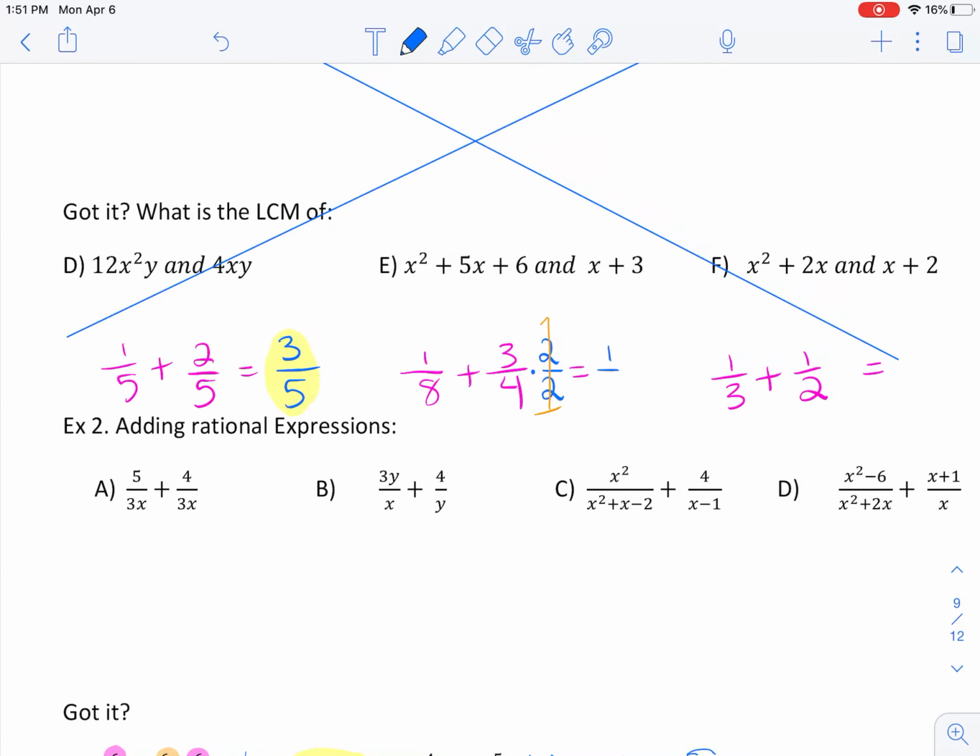What this does is it becomes 1/8 plus, now multiplying across, 3 times 2 is 6, 4 times 2 is 8. So we can think of this original problem, 1/8 plus 3/4, as the new problem, 1/8 plus 6/8. Now I have the common denominator of 8. So we can keep that common denominator of 8 and add the numerators. 1 plus 6 is 7. 7/8 is already simplified, so that would be our answer.